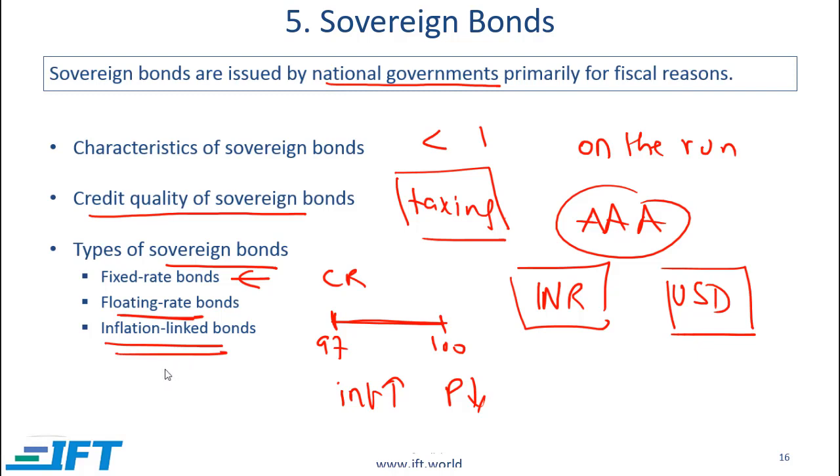The example that we talk about the most is this: TIPS, Treasury Inflation Protection Securities. These are issued by the US government. Here, the par value is linked to inflation. More specifically, it is linked to CPI. Inflation-linked bonds are also called linkers sometimes.